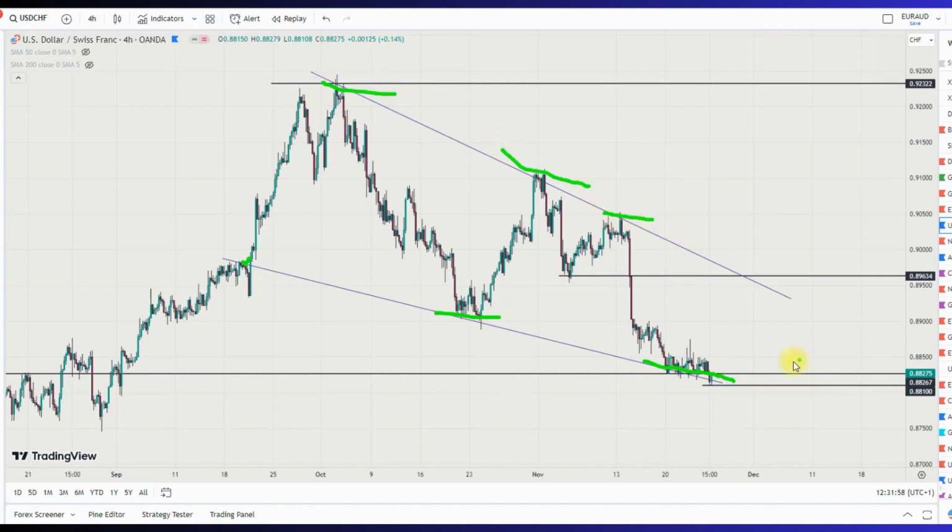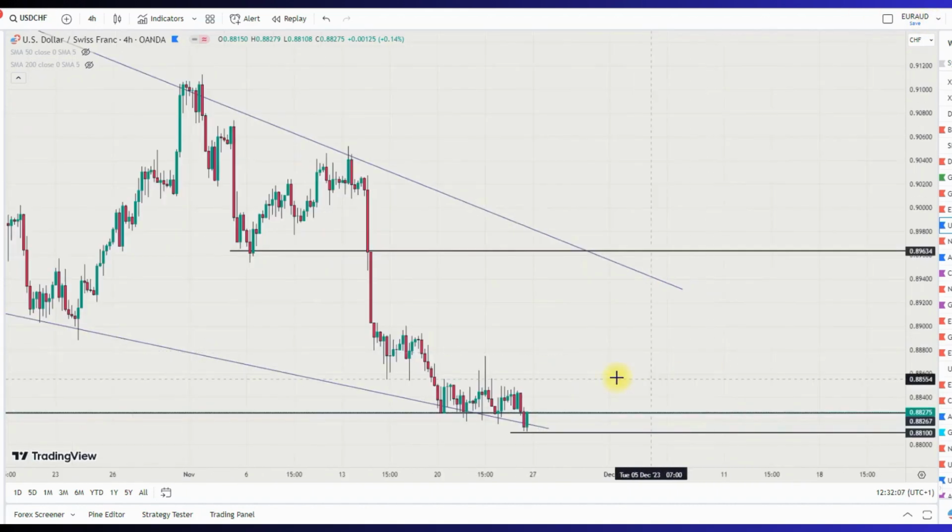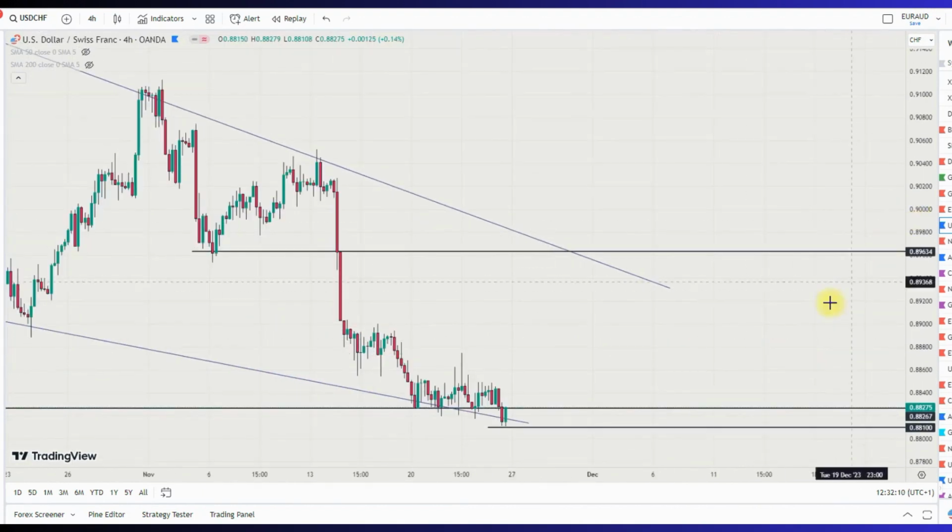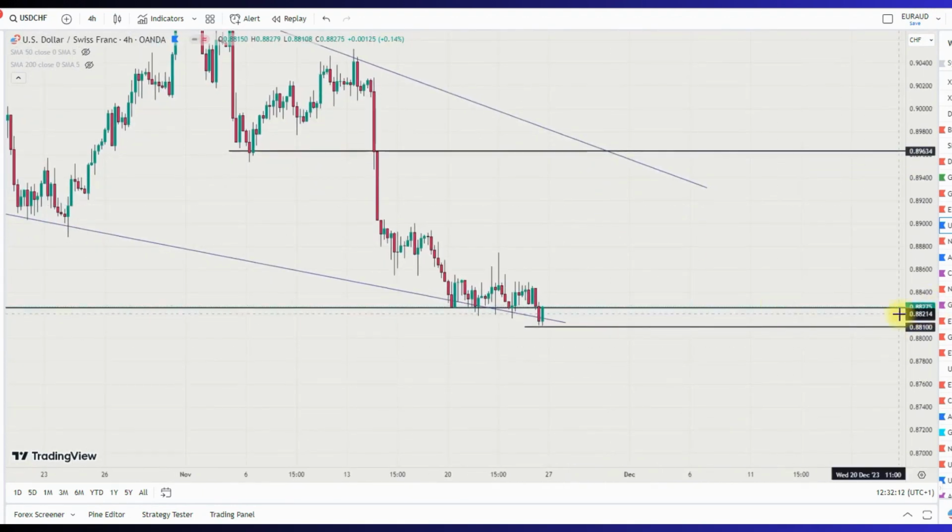So I will be buying USD Swiss franc from here. Then I'll be taking my profit at 0.89634 for the week, if it plays out. If market price stays above this level, above 0.88275, then I'll be looking for a buy setup on USD Swiss franc back to 0.89634.